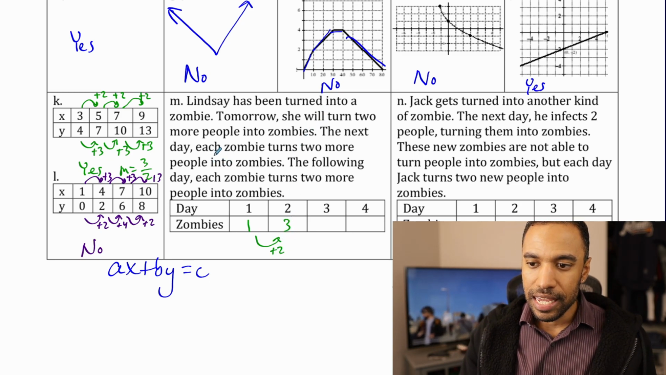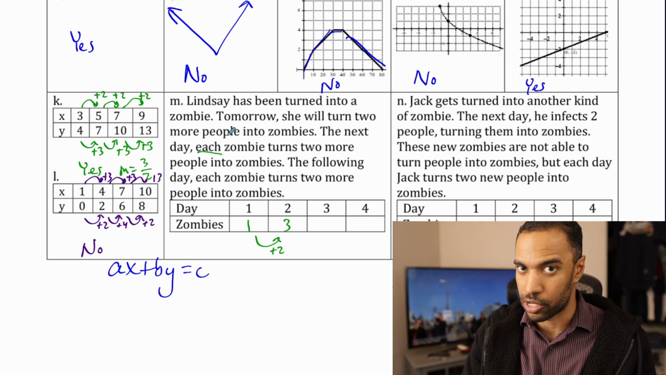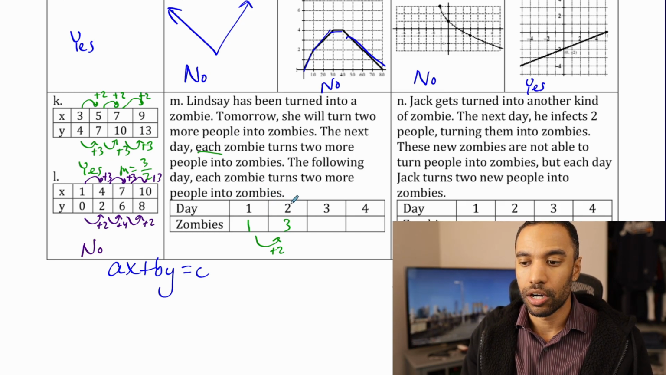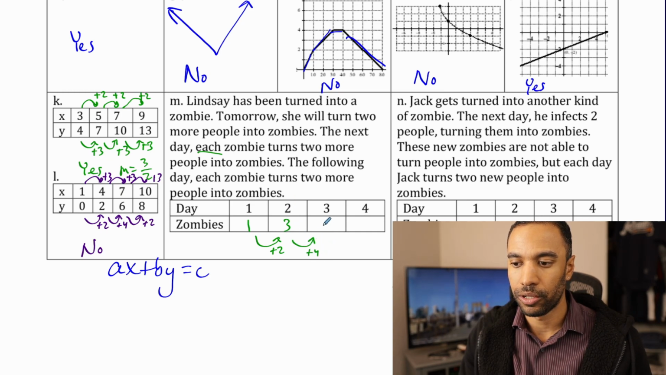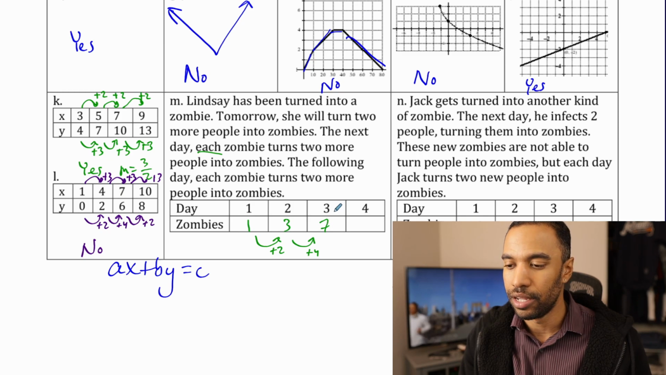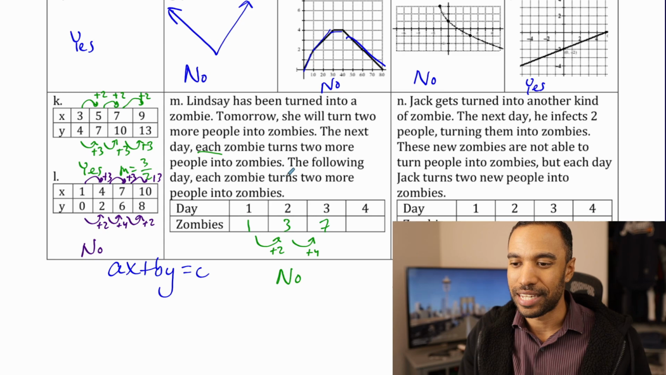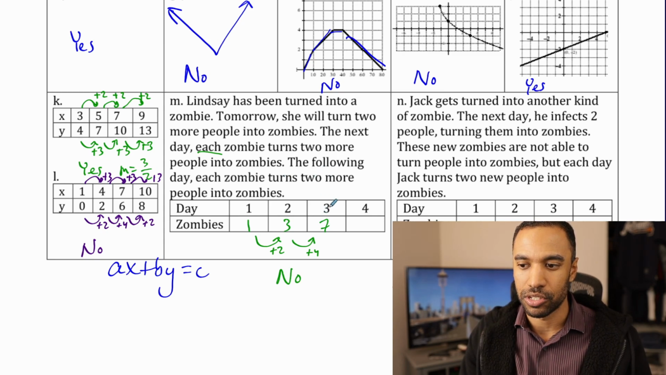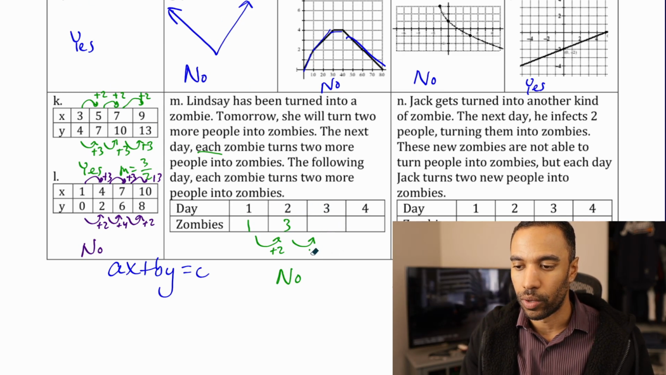Now it says the next day, each zombie turns 2 more people into zombies. It didn't say only 2 more people were turned into zombies. Each person. There are 2 people here, and each person gives off 2 zombies. That's 2 times 2, which is 4. Clearly non-linear, as you can see right here. So no, but I want to continue this. The following day, each zombie turns 2 more people into zombies. So, you know what? I said this one wrong right here. Hang on a second. There weren't 2 people. That was day 2. What is this? There were 3 people.